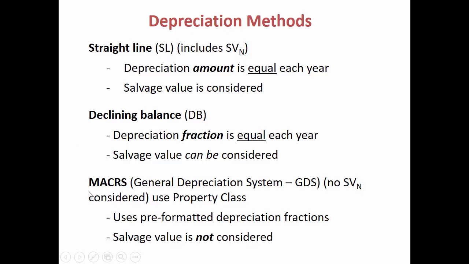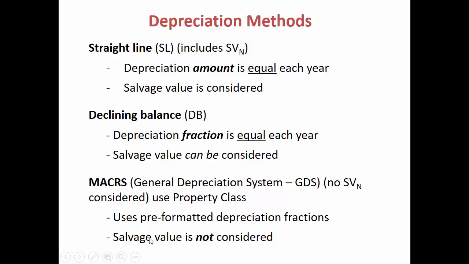A blend between the two is the MACRS, and this depreciation method is much easier than straight line and declining balance because it doesn't require you to do the same level of calculations. It's just there's a fixed percentage of depreciation for each of the year of the useful life. And you can go to a pre-formatted table to look up what fraction of the value depreciates during each year.